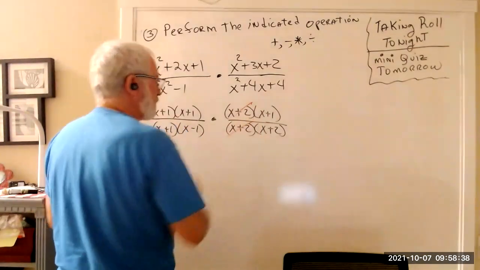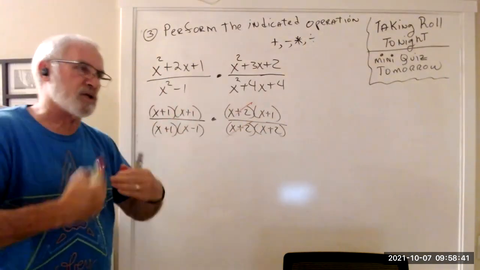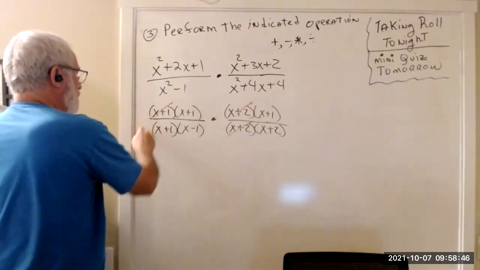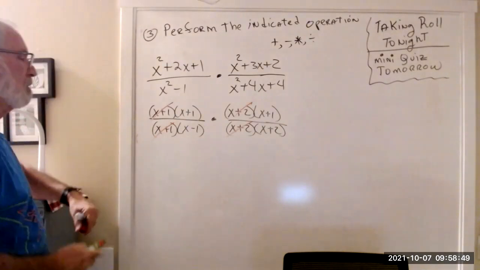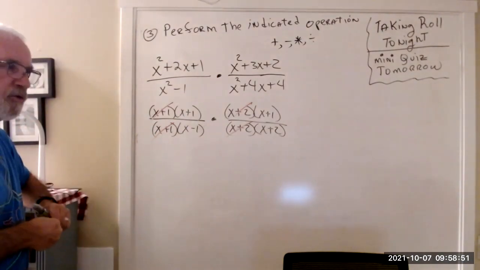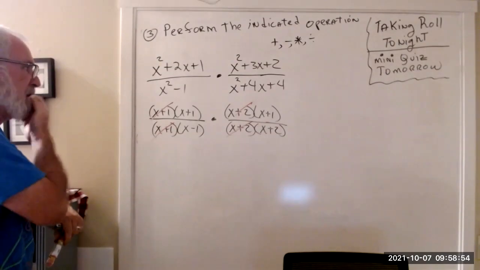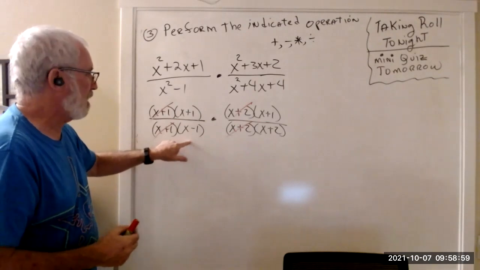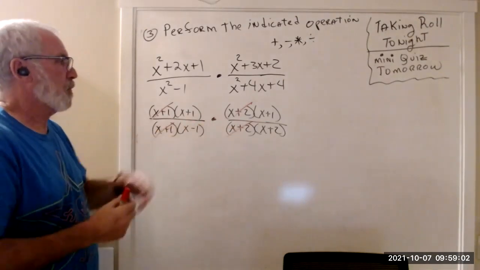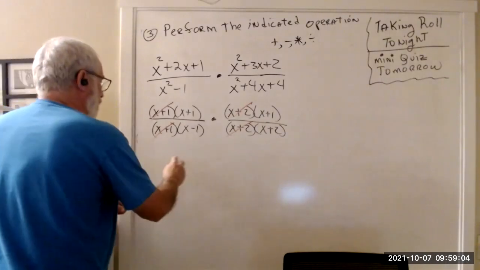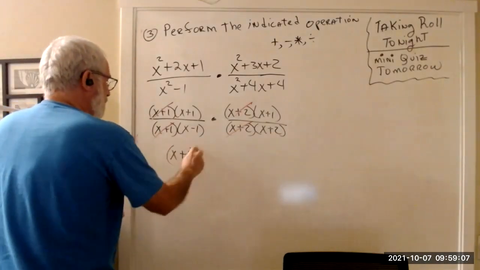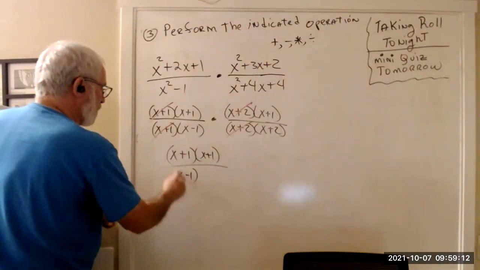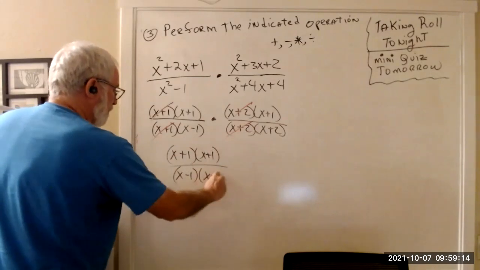x plus 2 with x plus 2. Nobody ever said they had to cross cancel. They can cancel on top of each other. That's fine. Okay, x plus 1, x plus 1. Okay, nobody else cancels out. These are not the same at all. So this is what we're left with: on top we have x plus 1 times x plus 1. On bottom we have x minus 1 times x plus 2.